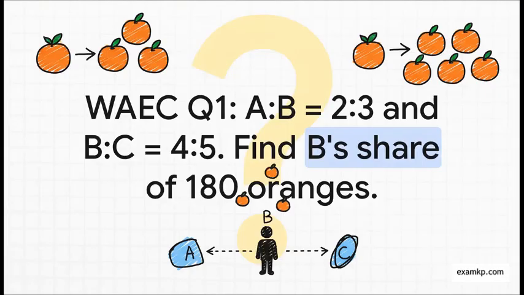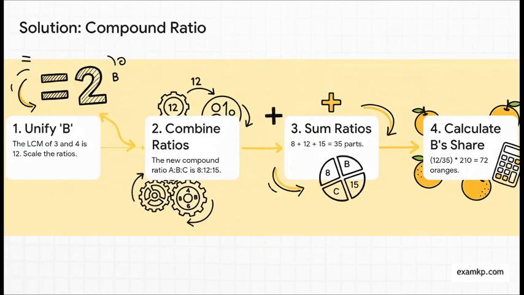Okay, here's a classic WAEC problem. You'll see this kind of thing a lot. They give you two separate ratios and you have to connect them. Now, the key to this whole puzzle is the person who is in both ratios. In this case, that's B. So our very first job is to make B's share equal in both ratios. Now listen up because this is important. The biggest mistake students make is trying to add the ratios just as they are. You can't. You just can't. We absolutely have to unify B first.